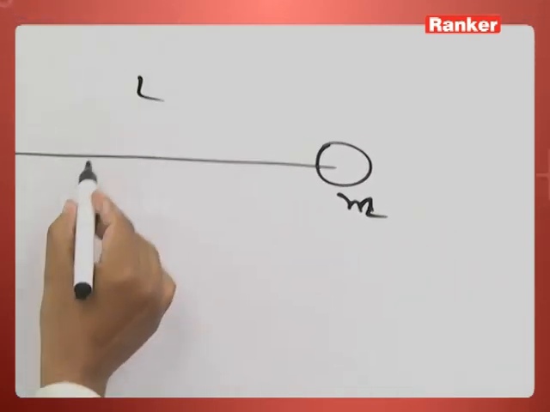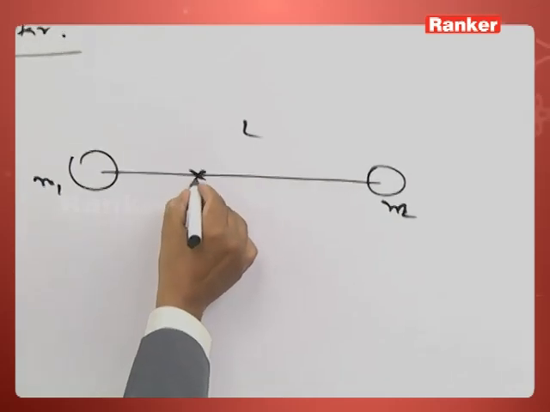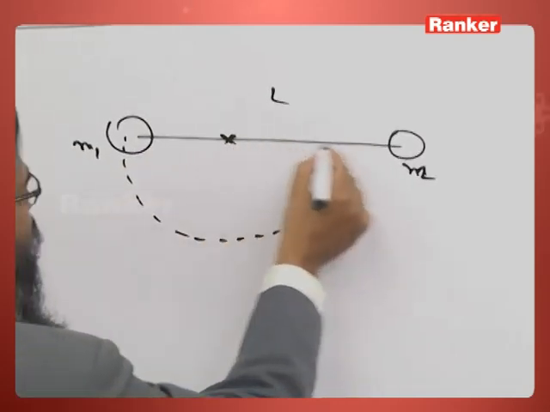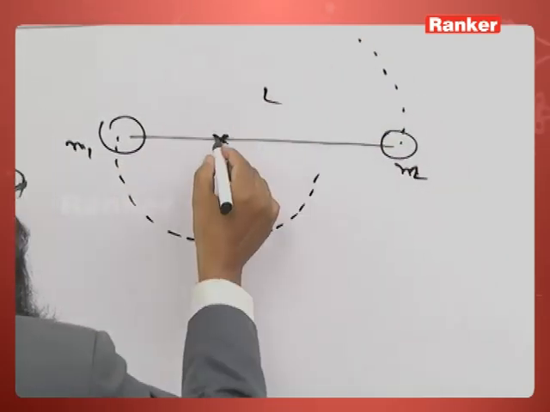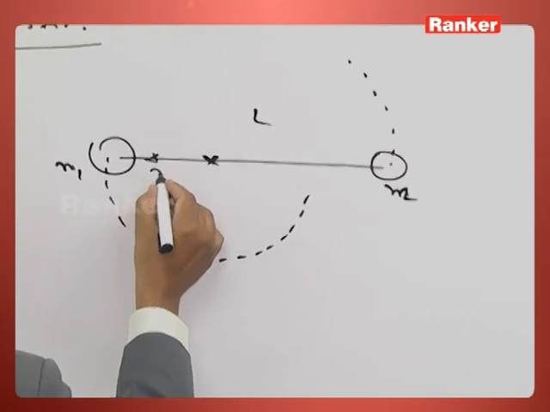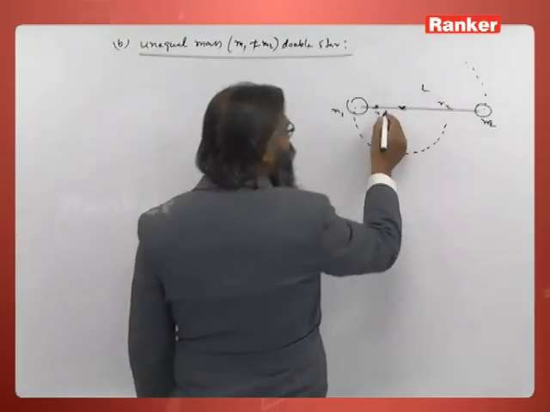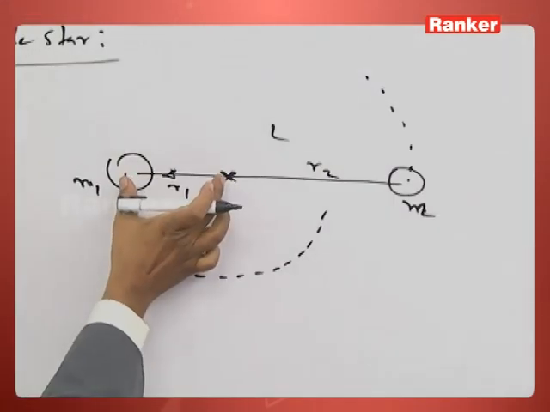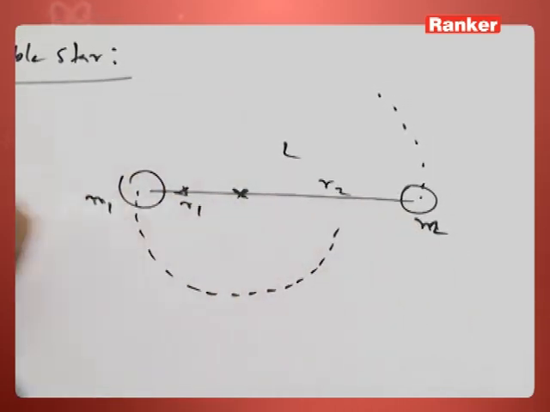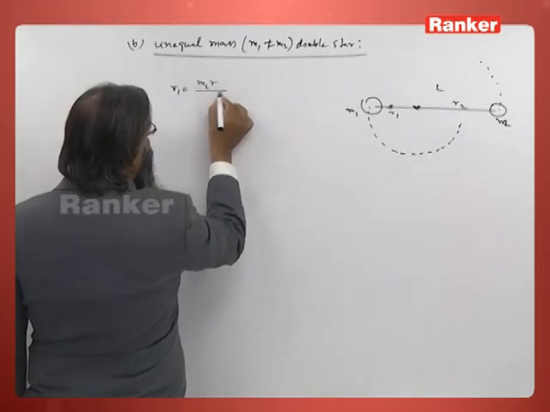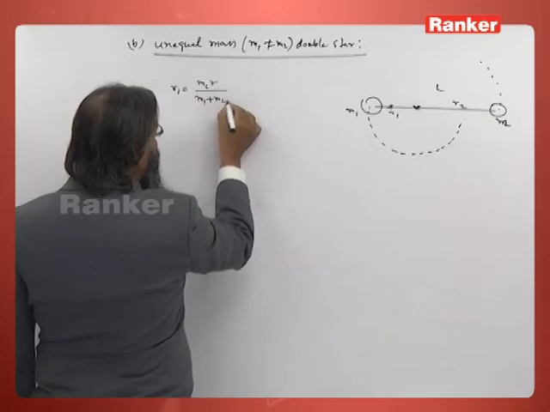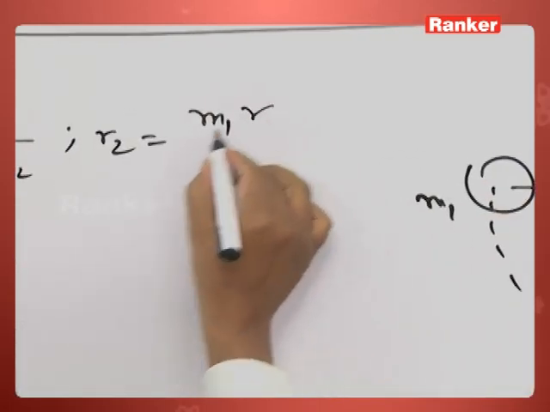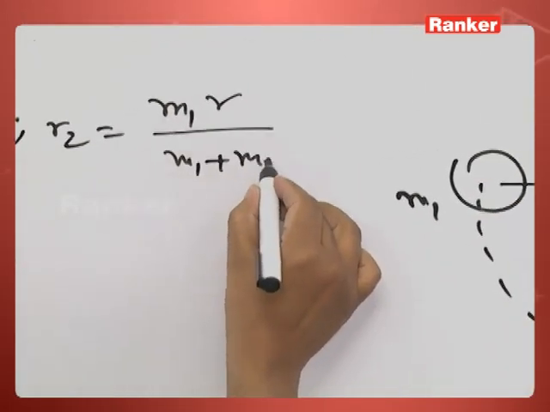So, the total distance is L, but they will rotate about their center of mass. So, this rotates about this and this rotates about this. Suppose I say this radius is r1, this is r2. So, r1 and r2 let us calculate. Now, r1, this distance from the center of mass, is given as m2 times r upon m1 plus m2, and r2 is given as m1 times r by m1 plus m2.